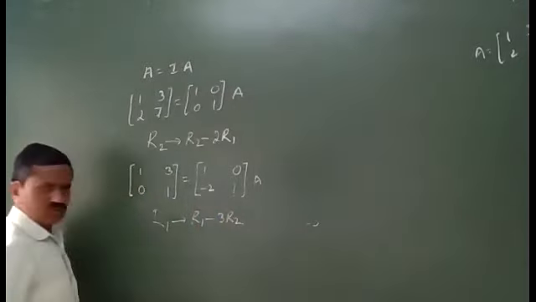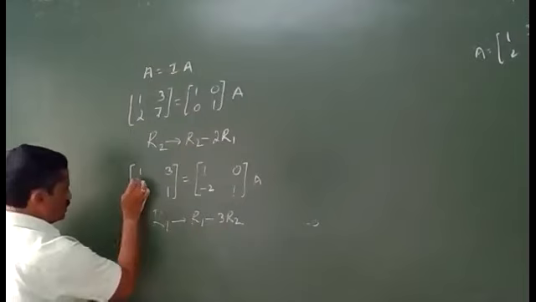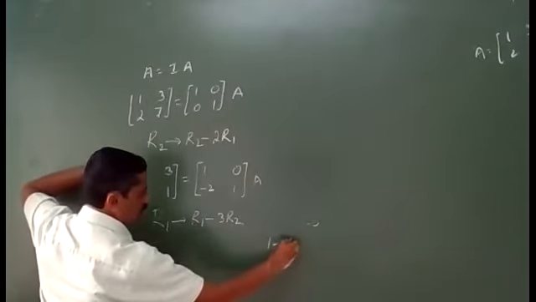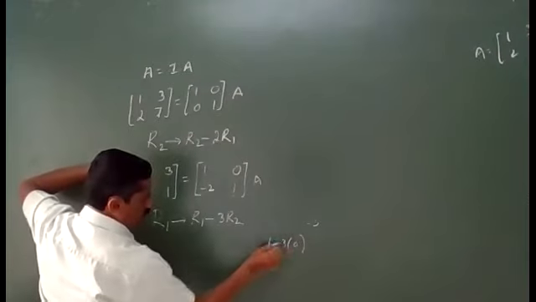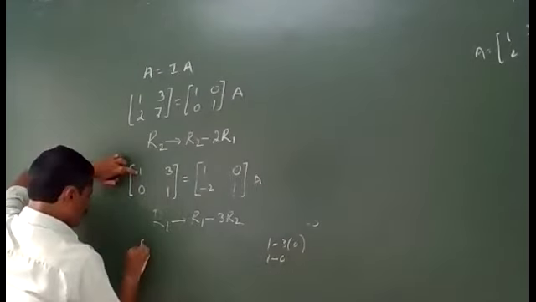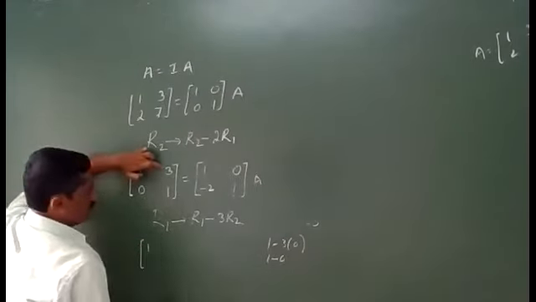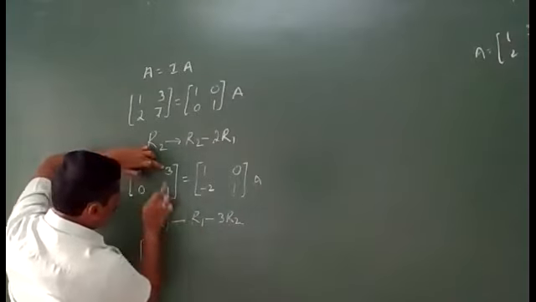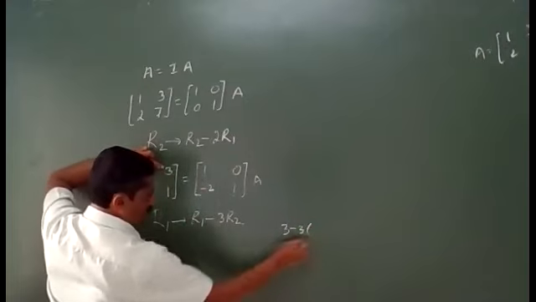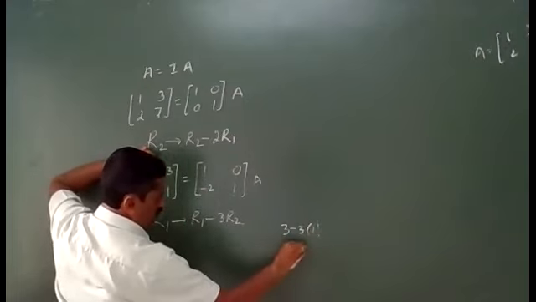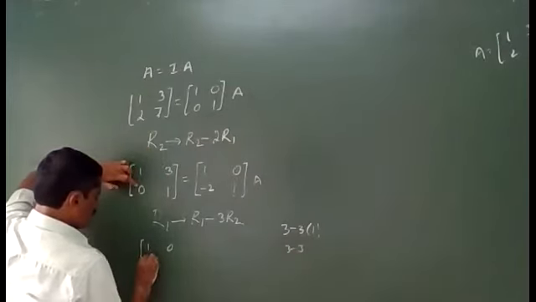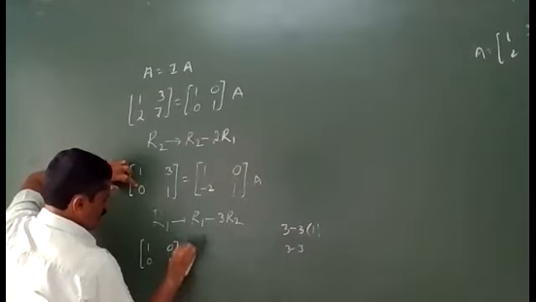So what is R1 here? 1. So 1 minus 3 times its corresponding value, we have a 0. So 1 minus 3 into 0, 0. That is 1 minus 0, which is 1 itself. Come to here. We have the R1 value, what is the R1 value? 3. So that is 3 minus 3 times its corresponding value, we have 1. So that is 3 minus 3, we have a 0 here. Write the row as it is: 0, 1.